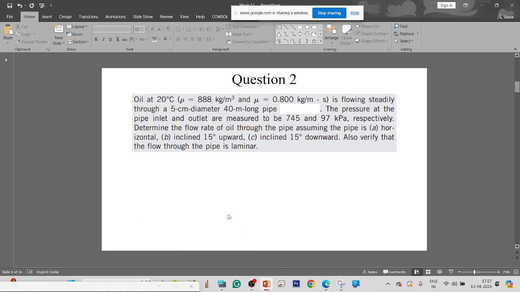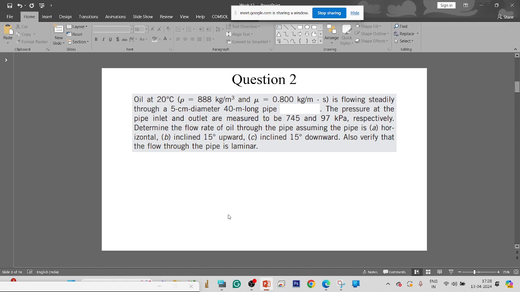Oil at 20 degrees Celsius, density and viscosity given, is flowing steadily through a 5 centimeter diameter, 40-meter long pipe. The pressure at the inlet and outlet is given as 745 and 97 kilopascal. Determine the flow rate of the oil through the pipe, assuming the pipe is horizontal, inclined 15 degrees upwards, and inclined 15 degrees downwards. Also verify the flow through the pipe is laminar.